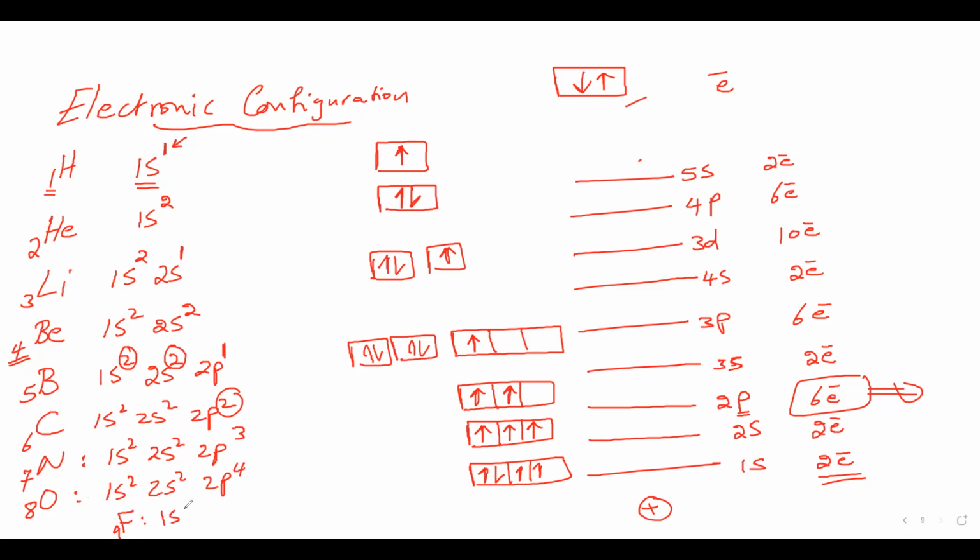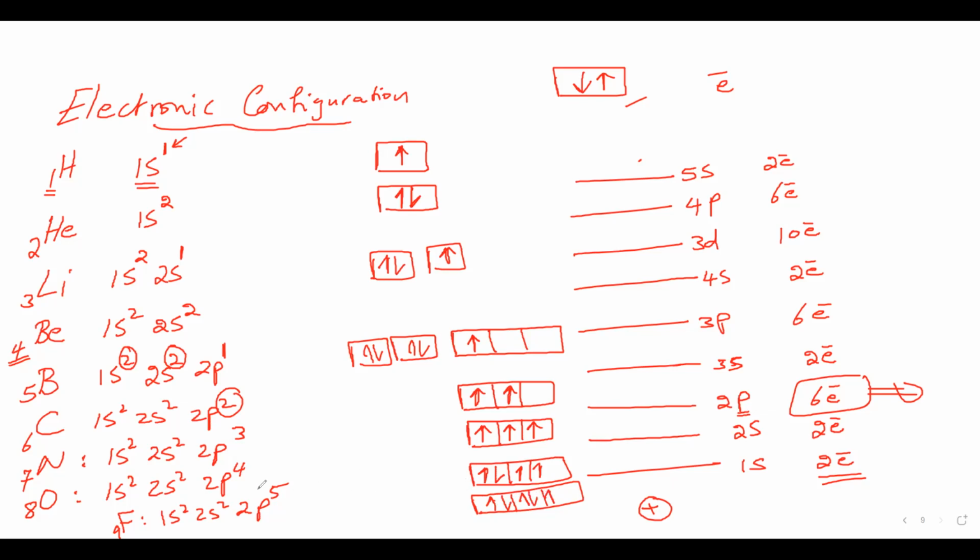1s2, 2s2, and 2p5. Excellent. 1s2, 2s2, 2p5. Because now there's a 5th electron that should be added. And here, as long as we are at the p subshell, it can accommodate up till 6 electrons. And so these are only 5. So we have 3 rooms. We put 1, 2, 3, 4, and then 5.